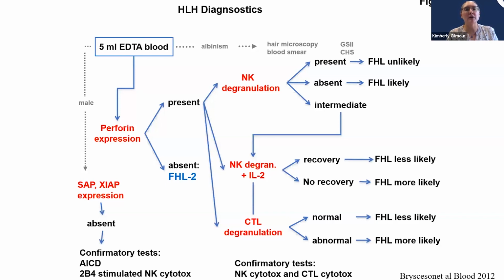If the patients have albinism, you're going to do some hair microscopy and a blood smear. But otherwise, we look for the presence or absence of perforin. If it's present, we can go on and do other assays. If it's absent, they have a diagnosis of perforin deficiency or FHL2.